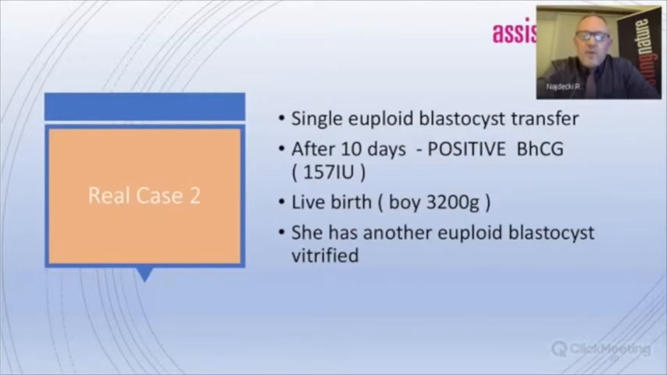And continuing with this case, we performed a single euploid blastocyst transfer. After 10 days, we had positive results and a live birth, a boy of 3,200 grams. And this woman has another euploid blastocyst vitrified in our bank.